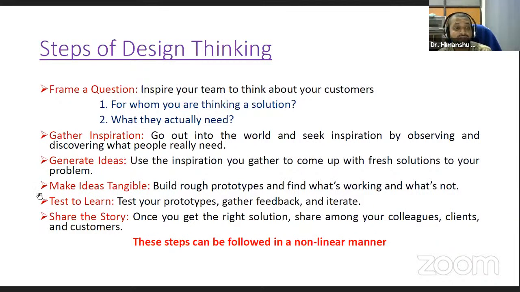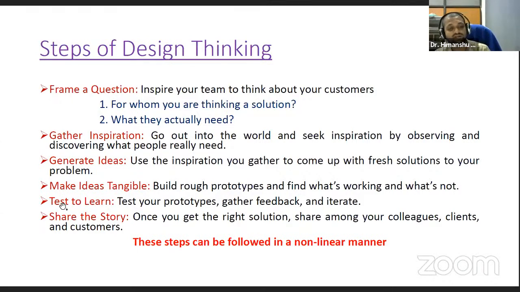So you cannot say this is followed linearly. You may generate ideas, then create some prototypes, and you see that it is not working. Then you can get back and generate ideas again. The idea has to be generated again. So you cannot say it is a linear process, it is a non-linear process.